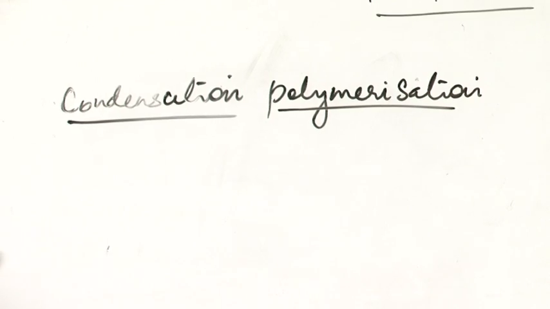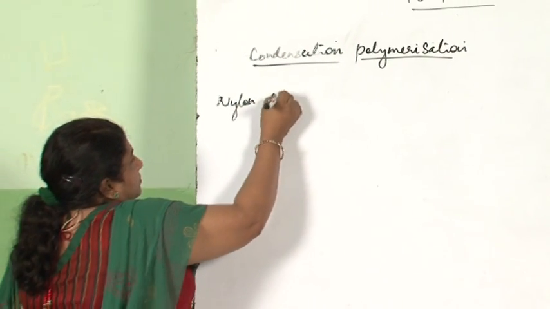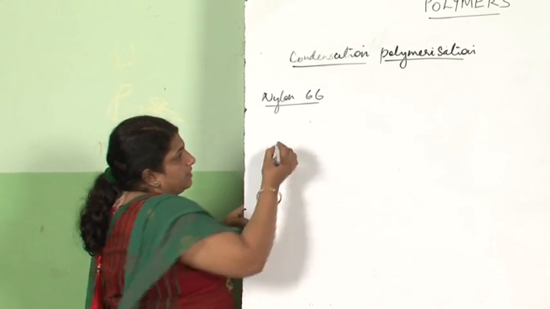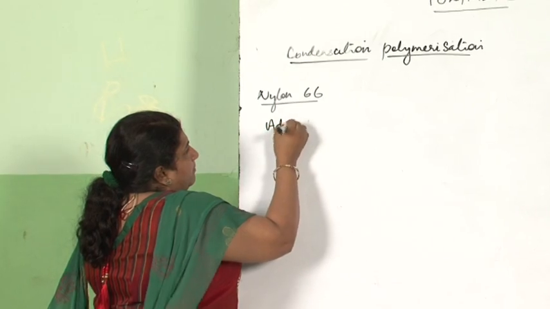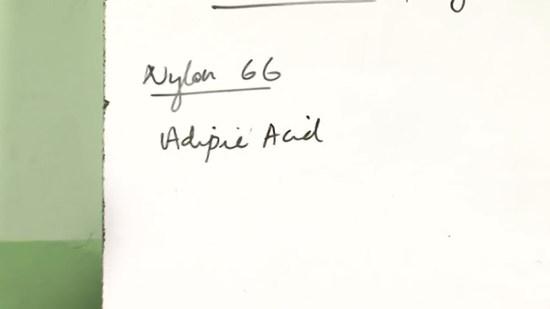In this, as I told you, we will try nylon 6,6. You are familiar with the nylon ropes and all. Nylon 6,6, the monomers are adipic acid and hexamethylene diamine.